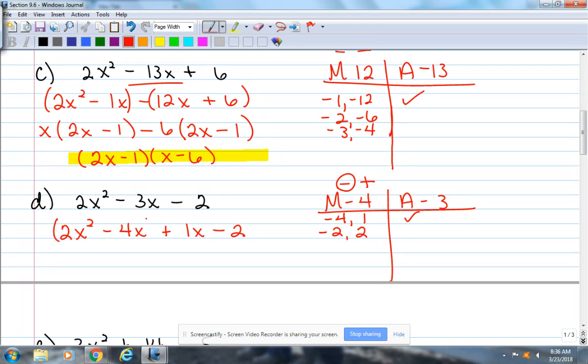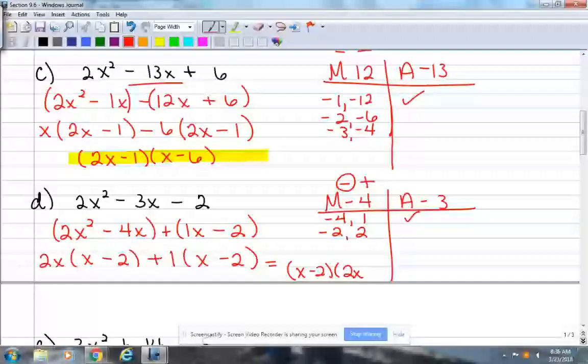All right, group and group. What's my GCF between 2x squared and 4x? 2x. Parentheses, what times 2x is 2x squared? Minus what times 2x is 4x? 2. Plus, what's my GCF between 1x and -2? 1. What times 1 is x? What times 1 is -2? 2. And I have the same thing in both parentheses. I'll put my answer over here. So what are my two binomials? x minus 2 and a 2x plus 1.